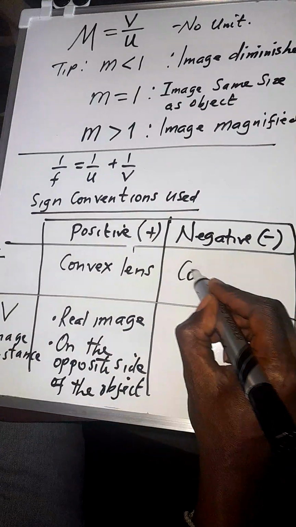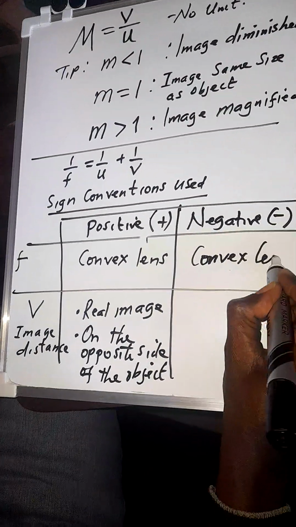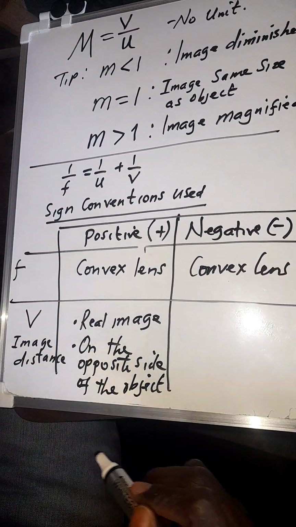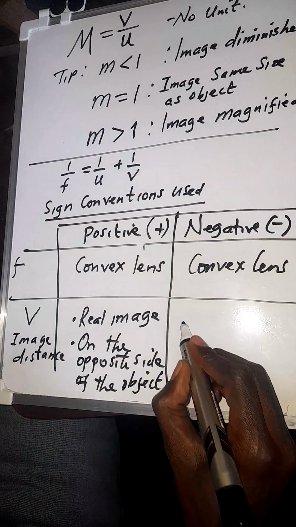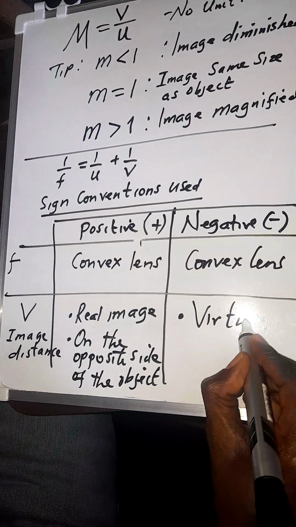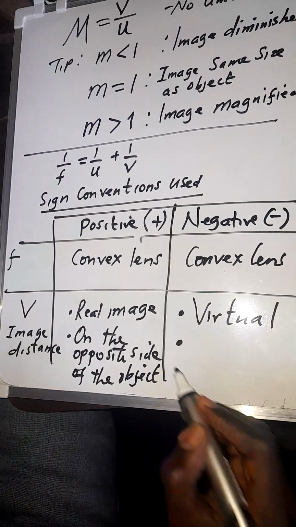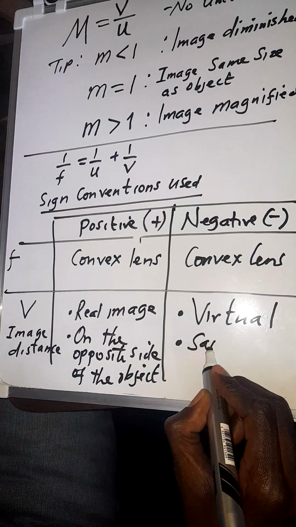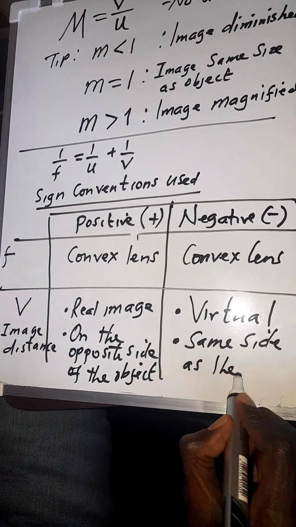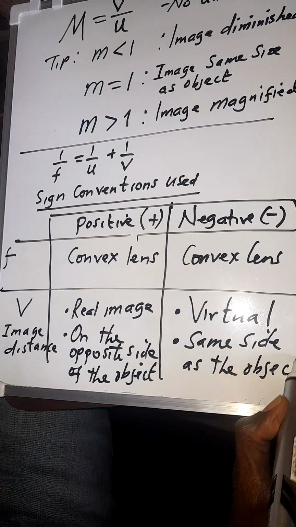But if you're using, again, a convex lens, and you find that your v gives you a negative, it simply means that the image that you have is actually virtual. And of course, if it is virtual, it simply means that the image is on the same side as the object.